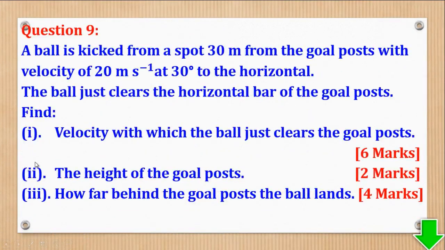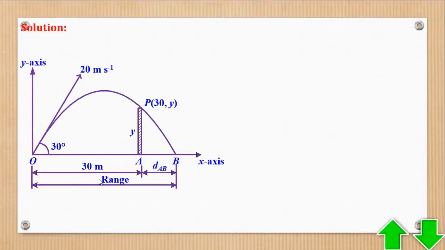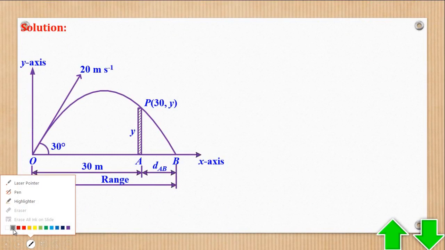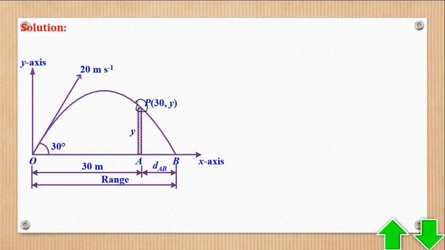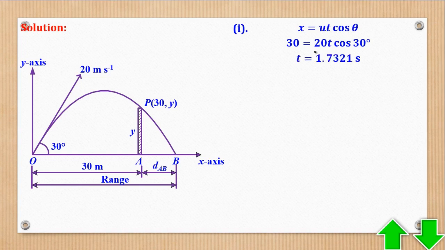What they want in Roman 1 is the velocity with which the ball just clears the goal post. So they want the velocity at point P. At this point, the horizontal distance moved is 30 meters, and the vertical is y, which we don't know. Therefore, considering horizontal motion, x is equal to ut cos theta. Horizontal distance is 30, initial velocity is 20, and angle of projection is 30. Therefore, t can be made the subject, and that will be the time taken to move from O up to P.